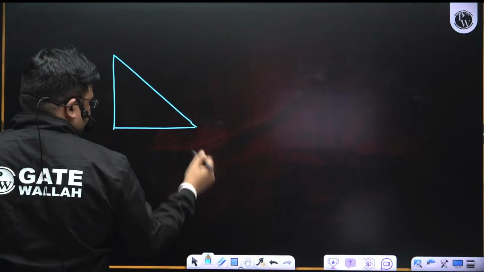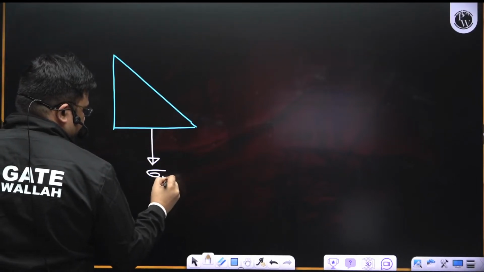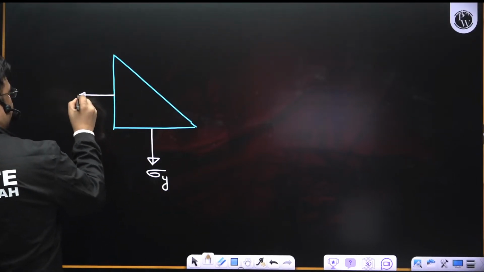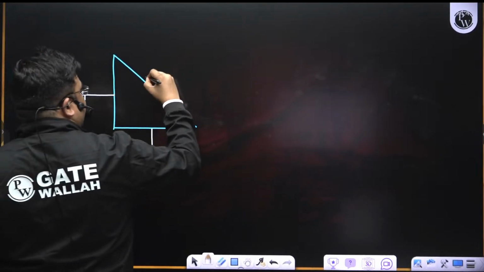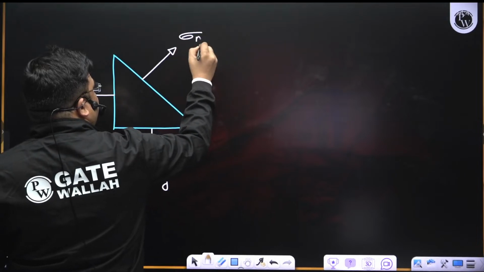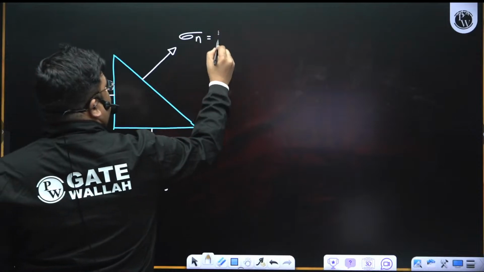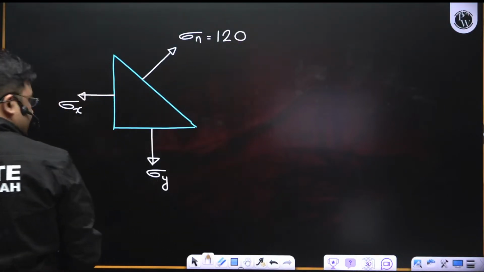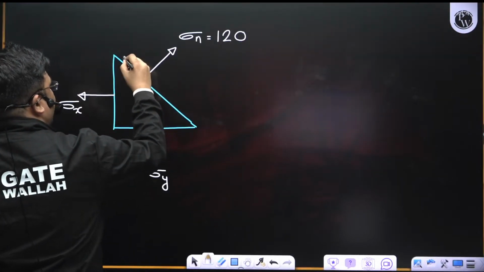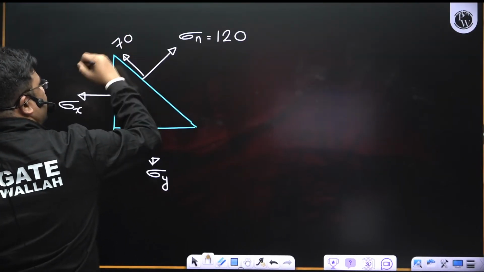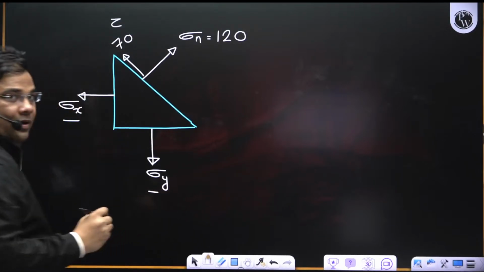This diagram I can simplify in this way: there is sigma y here, sigma x here, and this is the plane given. Normal stress is given as 120, and the shear stress is given upwards as 70. Now they're asking for the value of sigma x and sigma y.